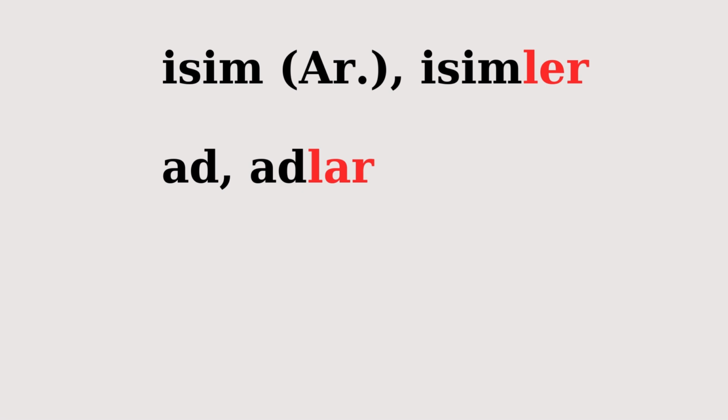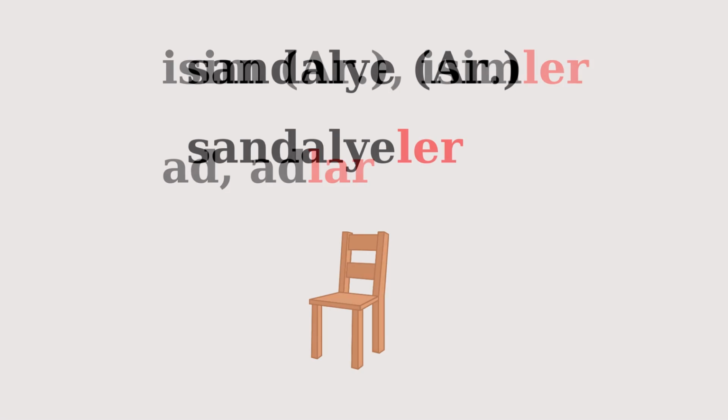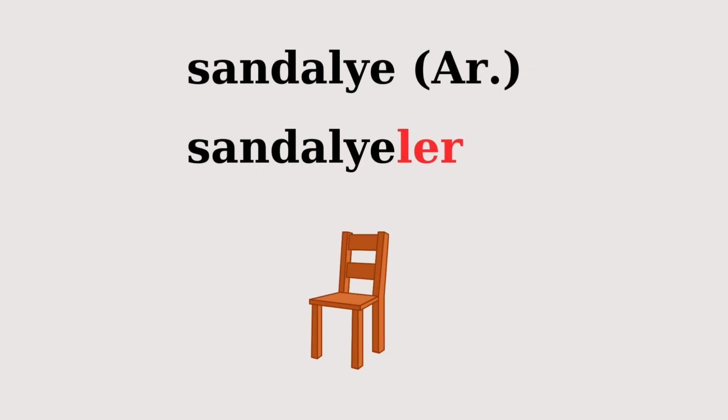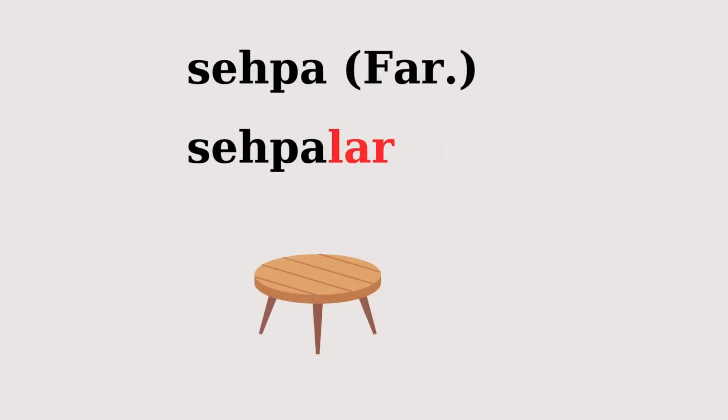Let's learn new words and see their plural forms to grasp this rule. Our first word is sandalye, which means chair. It is an Arabic word. The plural form is sandalyeler. Next word is sehpa, which can be translated as a coffee table or a side table. It is a Persian word. The plural form is sehpalar. I should note that sehpa is a common decorative furniture in Turkish homes.